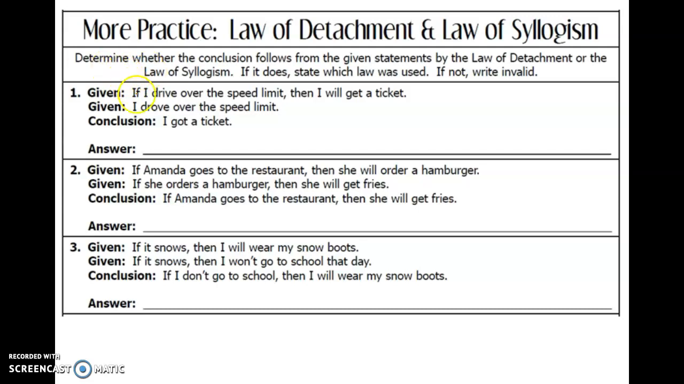So number 1, if I drive over the speed limit, there's my P, then I will get a ticket, Q. Well, the next given, I drove over the speed limit. This is not an if-then statement. So it cannot be syllogism. We're not talking about syllogism at all. We can cross that out. So now I just need to decide, is it detachment or invalid?